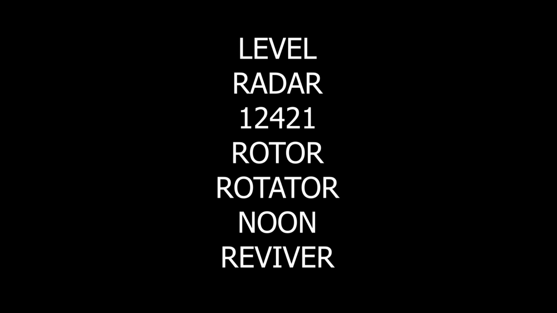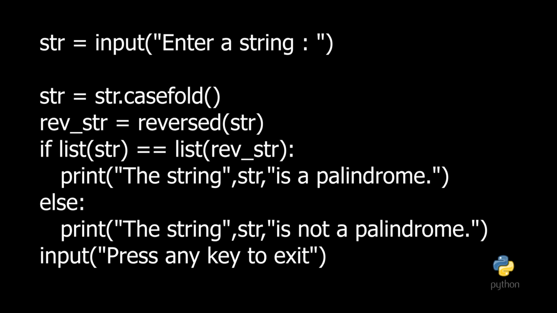Number 4. Check whether a string is palindrome. Palindrome strings are the strings that reads the same backwards as forwards, such as the strings shown here. This is the Python program to check whether a string is palindrome or not.